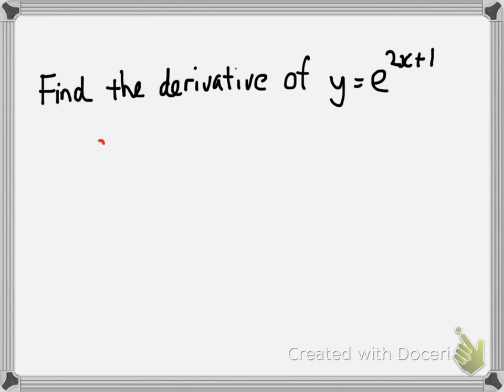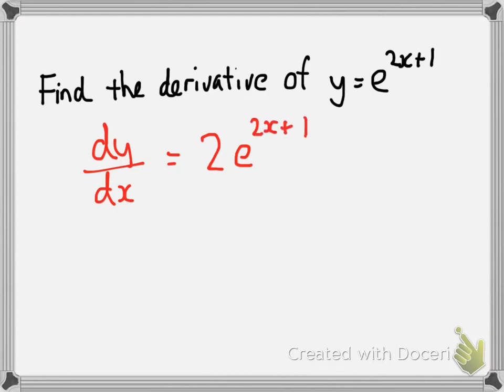So dy dx, still in red, doesn't matter. Dy dx equals, so remember that rule I just said? James, what's the derivative of the index there? 2, because the 1 disappears, and we just get 2. E to the power of, the index stays the same, 2x plus 1. Pretty straightforward.